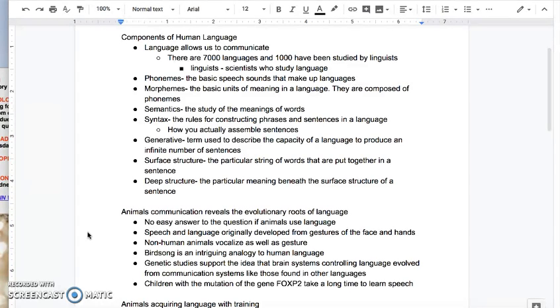The first part of language is the phonemes. Phonemes are the basic speech sounds that make up languages. The next part is morphemes. Morphemes are the basic units of meaning in a language. They are composed of phonemes. So phonemes make up morphemes.